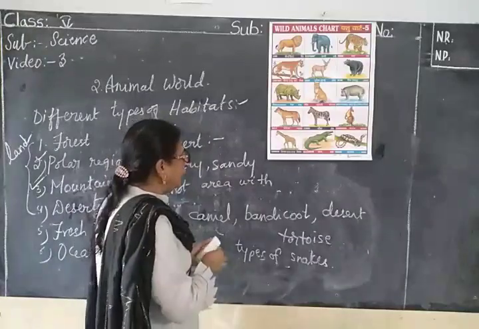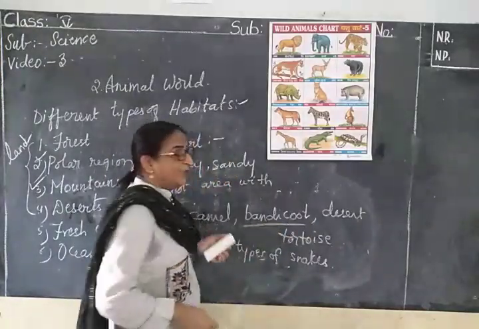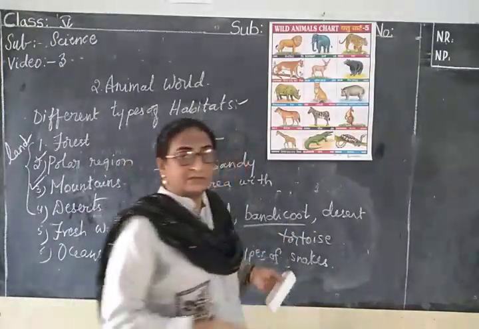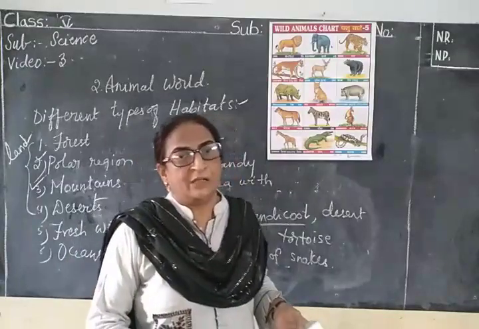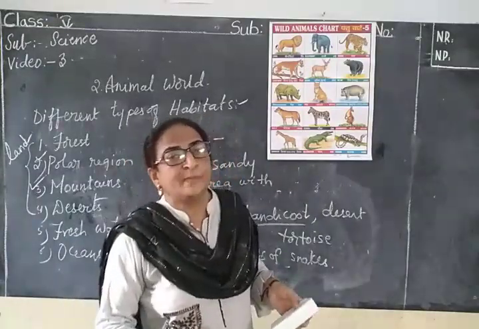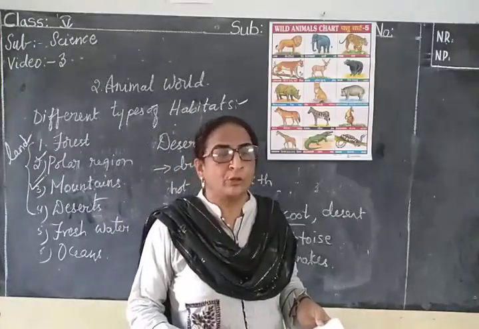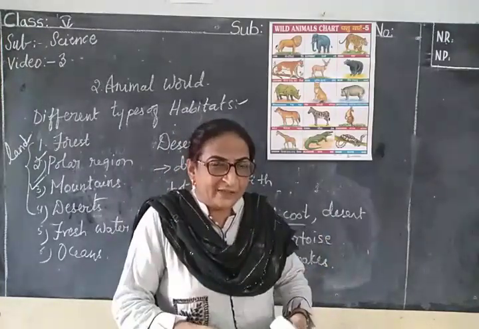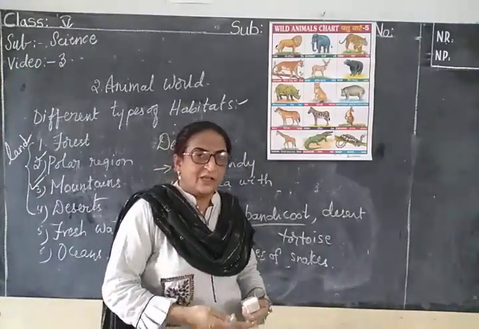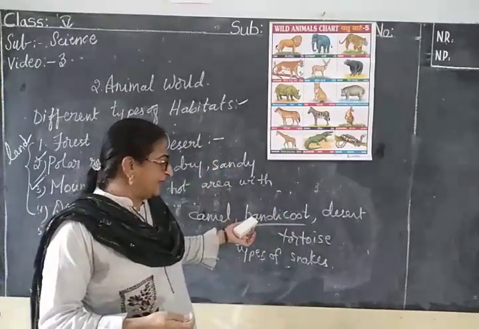So camel, bandicoot. Bandicoot is mostly found in the Australian desert. It's also a marsupial, a pouched mammal. And a kangaroo. Kangaroo, you see, it will be carrying the baby in its pouch, isn't it? So these type of animals.